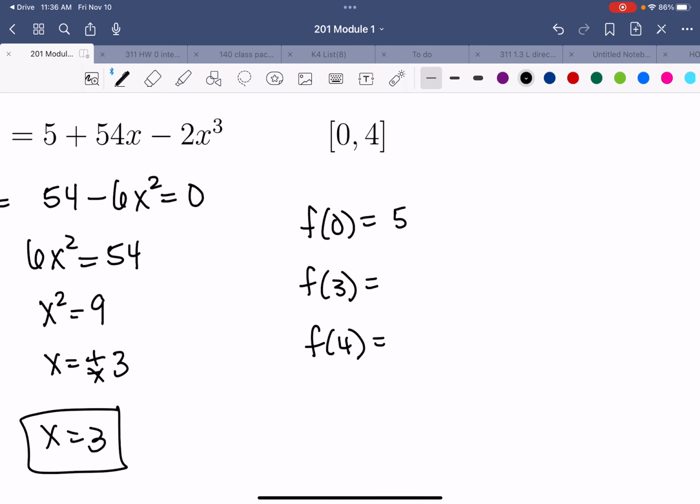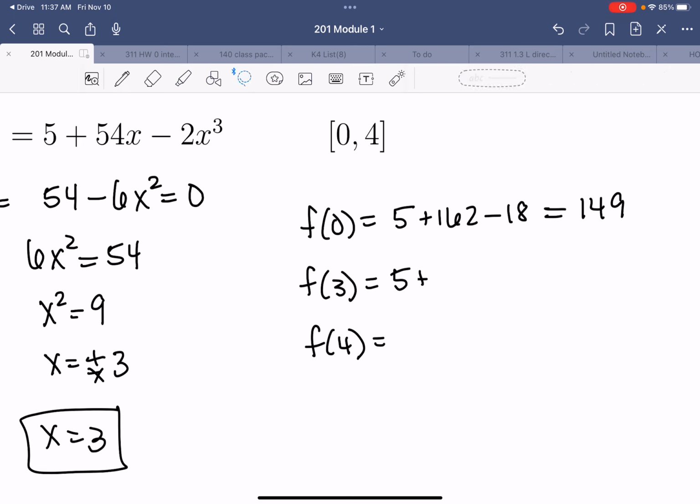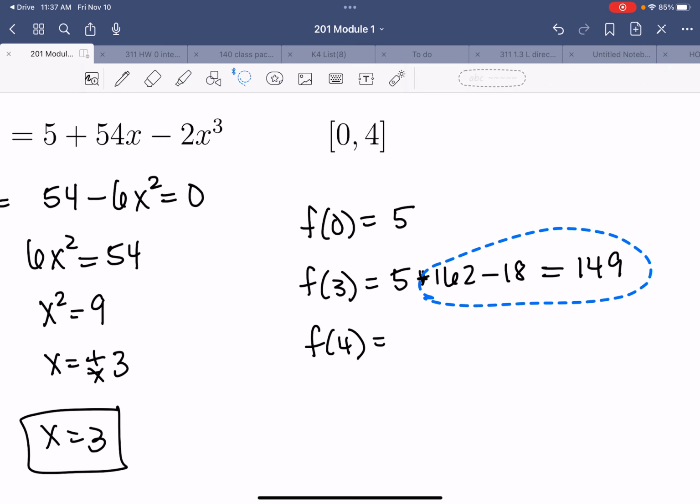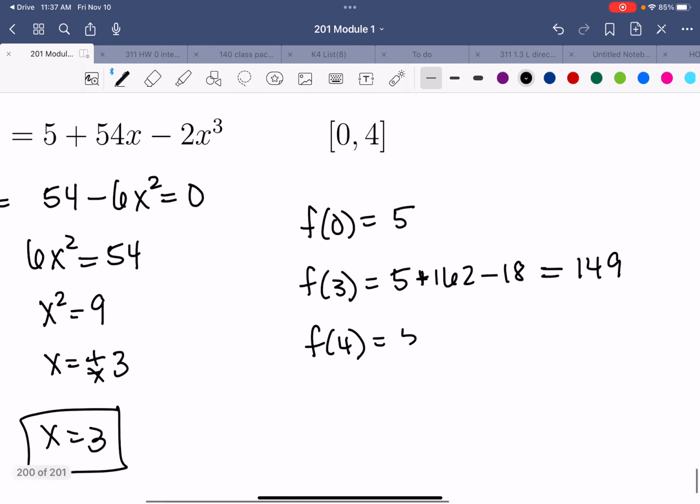When you plug in 0 here, you get 5, which is nice. When you plug in 3, we get 5 plus 54 times 3, which is 162. And 3 squared is 9 times 2 is 18, so minus 18. So we're going to add 5 and subtract 18 from 162 to get 149. And I'm putting this in the wrong place. It goes down here. There we go. All right, and then for 4, we've got 5 plus 54 times 4, which is 216.